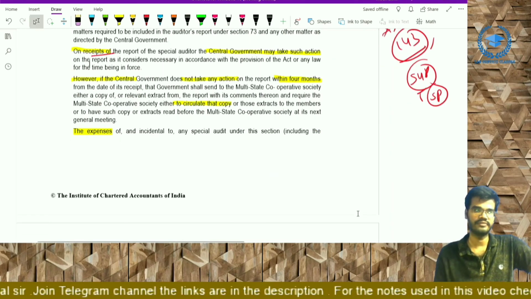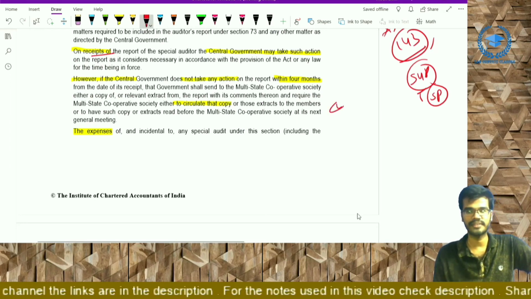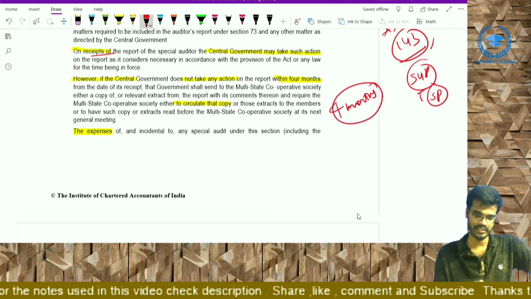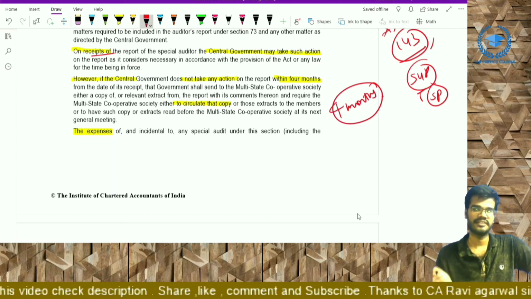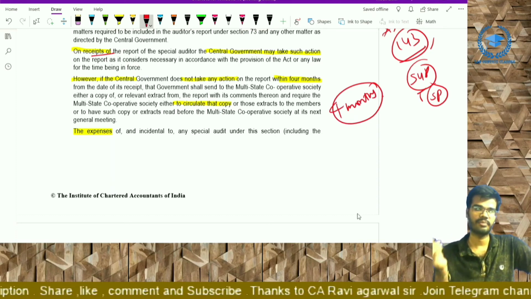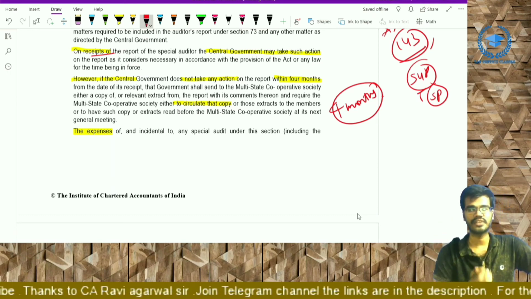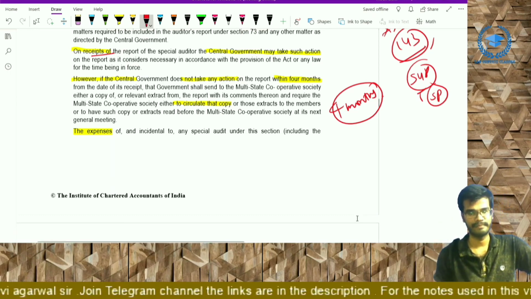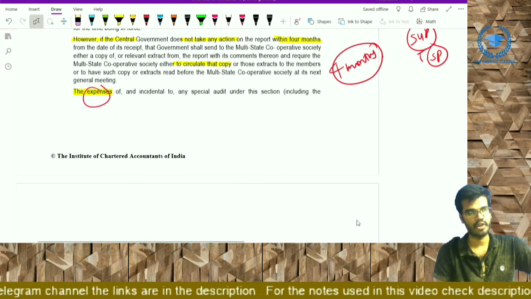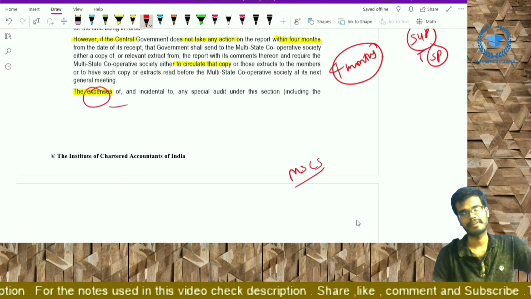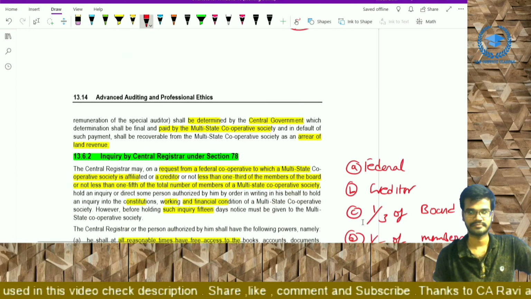If they don't take appropriate action within 4 months from the report of that special audit report to the central government, then the central government will issue the report to the society and ask the society to circulate it to its members. The expenses of this audit will be borne by the multi-state cooperative society only, but determined by the central government.